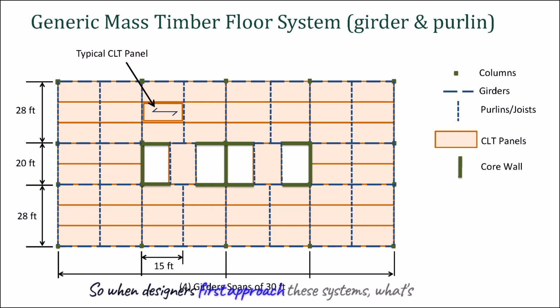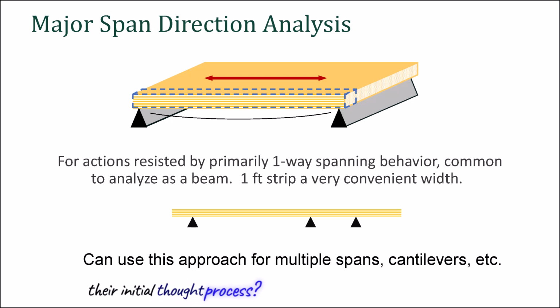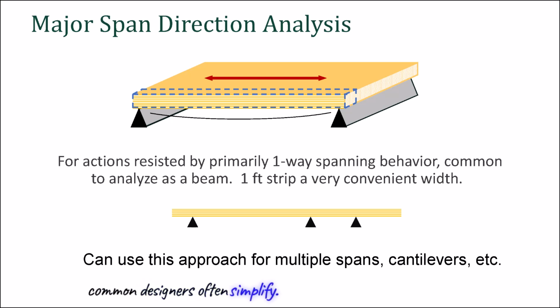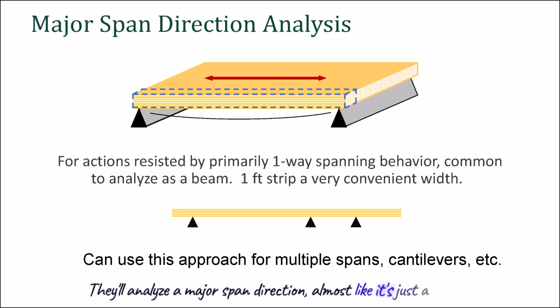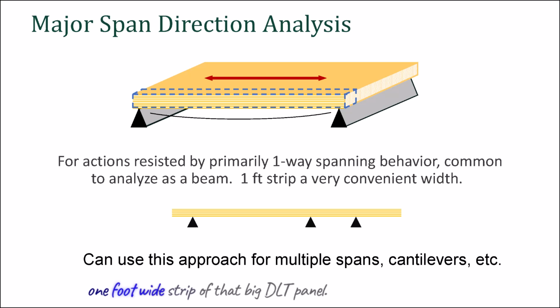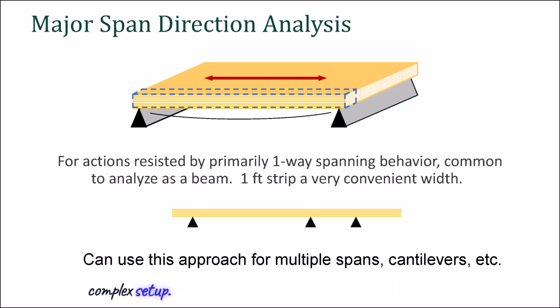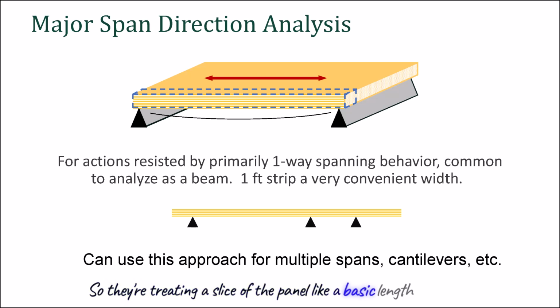So when designers first approach these systems, what's their initial thought process? How do they start to get a handle on the forces involved? Well, for forces that mostly push down in one direction, we call that one-way spanning behavior, which is pretty common. Designers often simplify things. They'll analyze a major span direction almost like it's just a simple beam. Okay. And a really convenient way to start is to just consider a 1 foot wide strip of that big CLT panel. Just 1 foot wide. Yeah, just a slice. And this trick is actually quite versatile. You can use it to analyze panels that span across multiple supports or ones that stick out like cantilevers or other more complex setups. All right, so they're treating a slice of the panel like a basic plank.